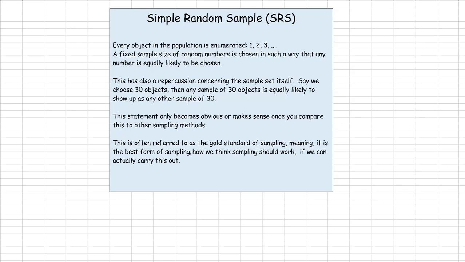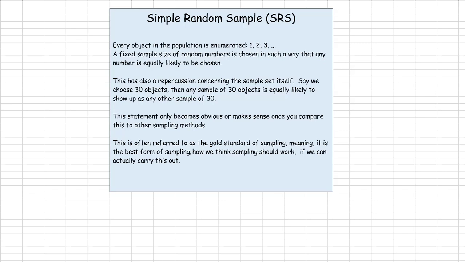This also has a repercussion concerning the sample set itself. Say we choose 30 objects, then any sample of 30 objects is equally likely to show up as any other sample of 30. And this statement only becomes obvious or makes sense once you compare this to other sampling methods. So keep this in mind as we move forward.